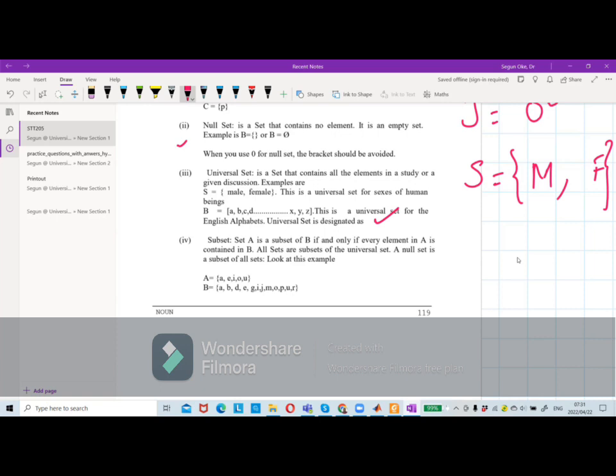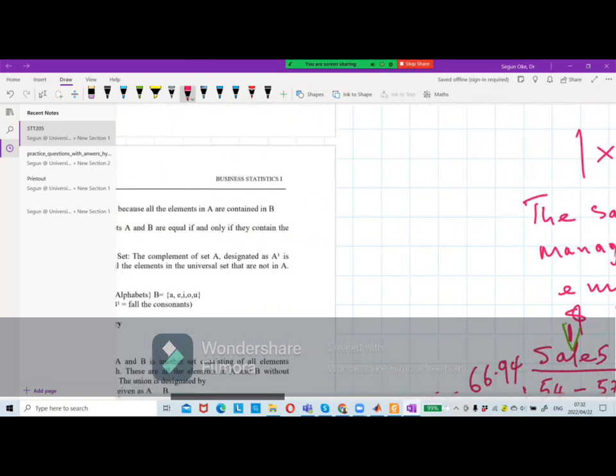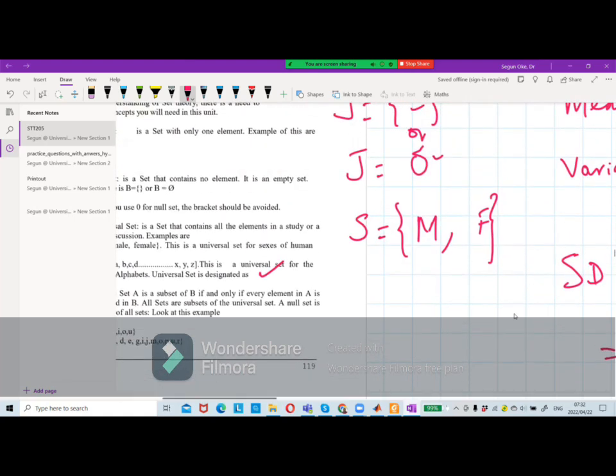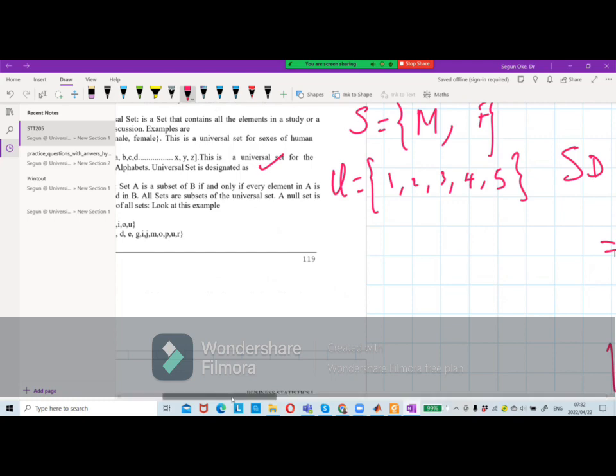So if I said, for example, I give you 1 to 10, if I said set A is equal to, if I said universal set, I was representing it in the form of this: 1, 2, 3, 4, 5. This is my total set. This is my universal set in this case. So this is what I gave you as a universal set.